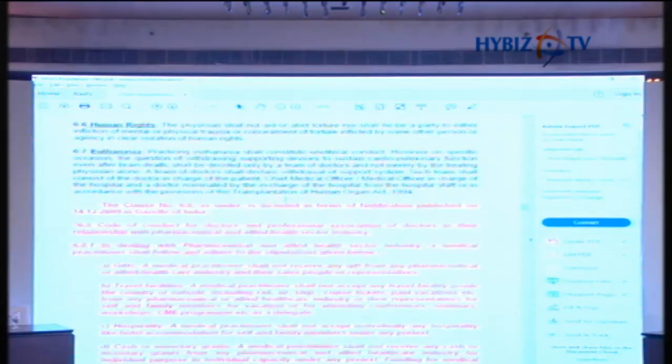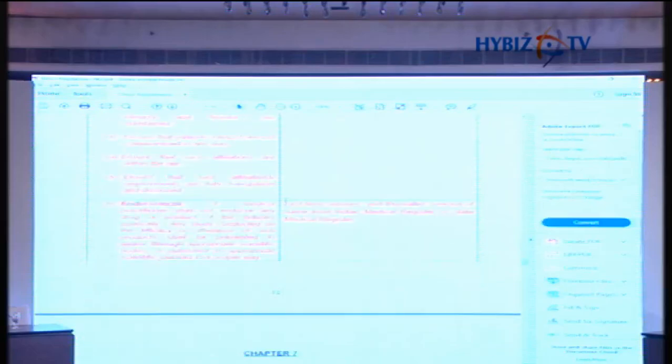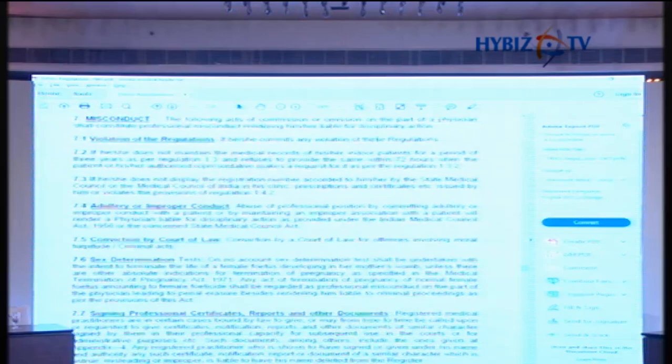And last is human rights. Euthanasia nowadays, we are not permitted any euthanasia. Go to the 7th. There are columns where endorsements and all those things are not permitted. The misconduct, keep it misconduct. Following acts of commission or omission on the part of the physician shall constitute professional misconduct, rendering him or her liable for disciplinary action. Violations of the rules.